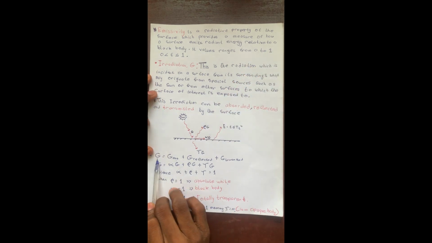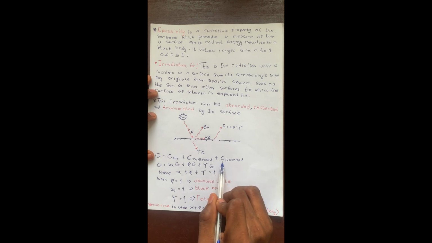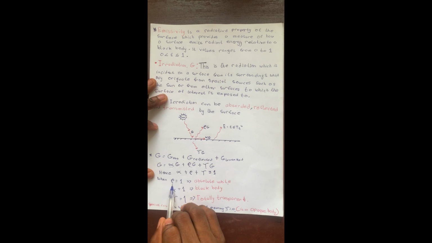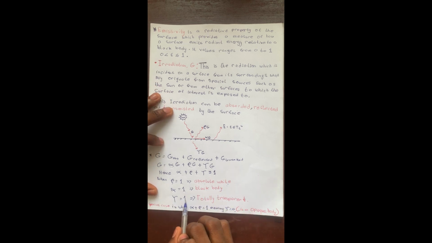So in total, irradiation is equal to irradiation absorbed plus irradiation reflected plus irradiation transmitted. So these are the constants introduced by the individual irradiation. But this alpha, this rho, and tau should always add up to 1. When rho is equal to 1, the body is said to be an absolute white body. But when alpha is equal to 1, the body is a black body. And when tau is equal to 1, the body is a totally transparent body.